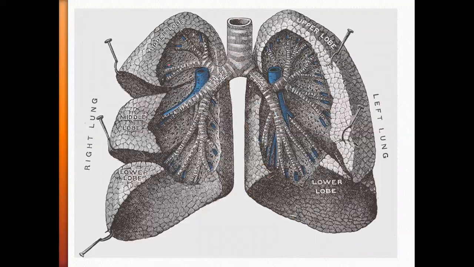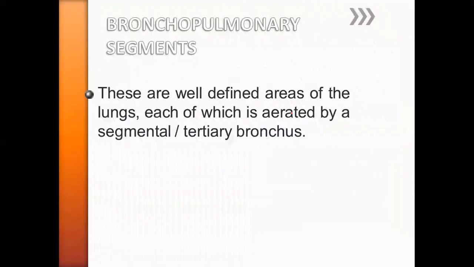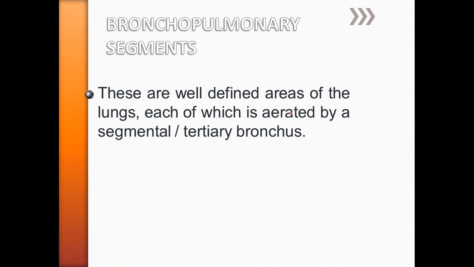In this picture, on the right side there are upper lobe, middle lobe, and lower lobe. On the left side there are upper lobe and lower lobe. We are going to divide the upper lobe, middle lobe, and lower lobe into smaller parts, and likewise the left upper and lower lobes. Those parts we call bronchopulmonary segments.